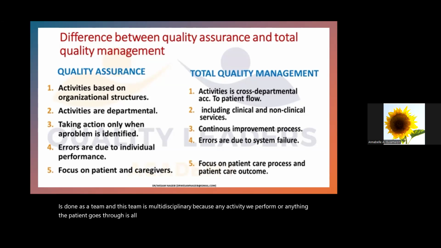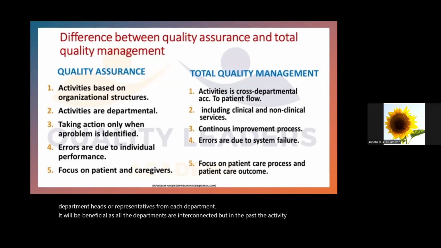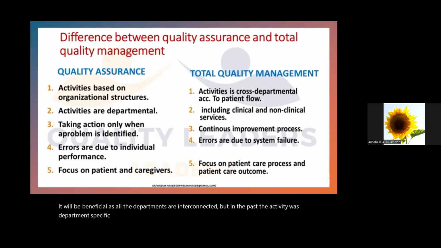For example, if we want to improve the laboratory department, we will form a team, right? From all the departments, including department heads or representatives from each department, it will be beneficial as all the departments are interconnected. But in the past, the activity was department specific. For instance, if we wanted to make improvements in the lab, we would hold a meeting and figure out how to improve the situation only in the lab.